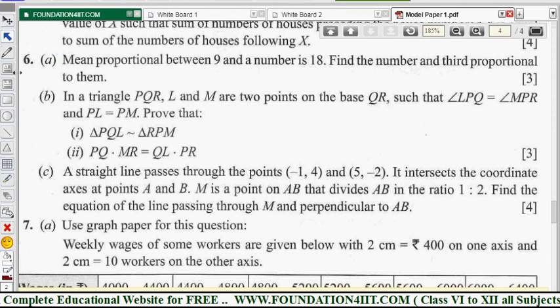So now in question number 6, we'll see these three sums. First one, find the mean proportional between 9 and a number if it is 18. That number we don't know, you can take some x. That is 18. Again, find the number and the third proportional to them. So two questions you need to find in this.